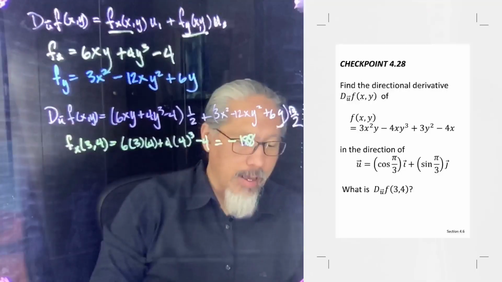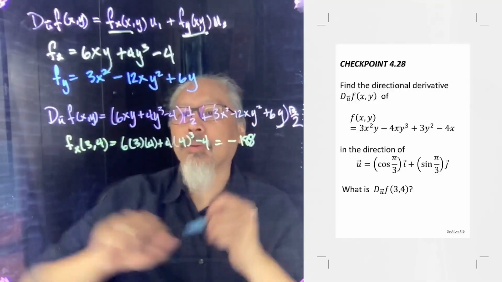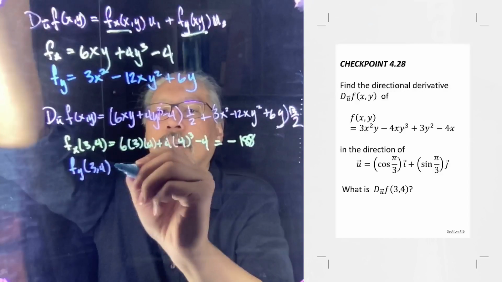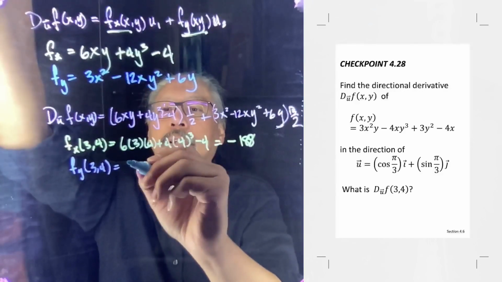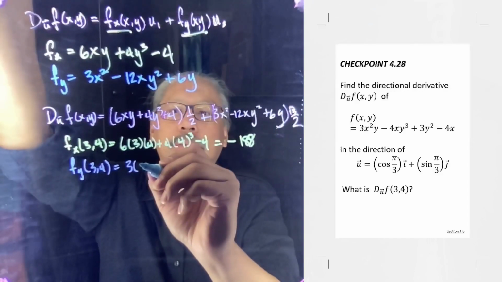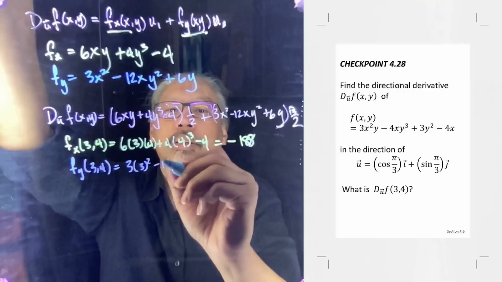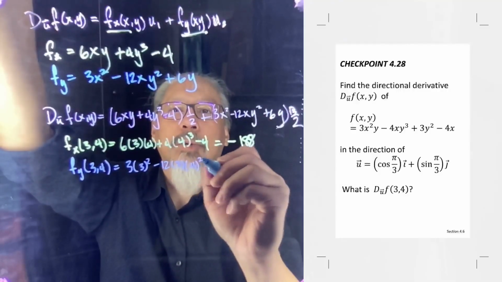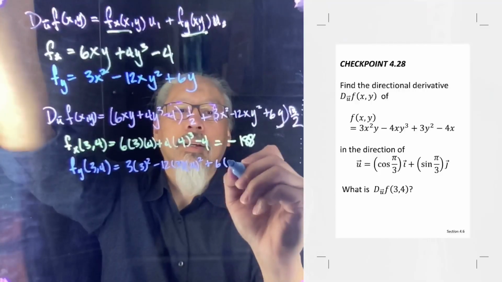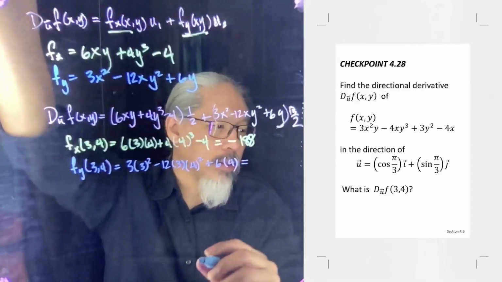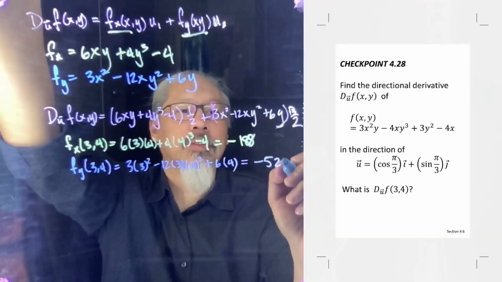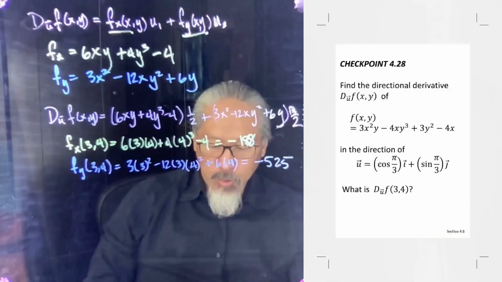After working that out, the next one, f sub y evaluated at (3, 4), is going to be 3 times x, which is 3 squared, minus 12x times y squared plus 6y. And this will turn out to be negative 525.